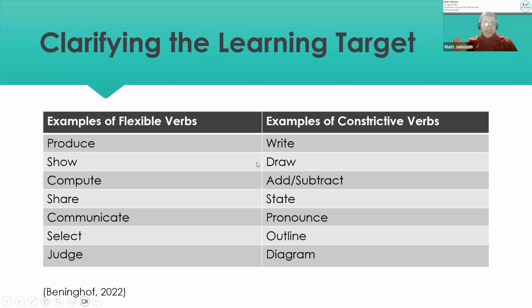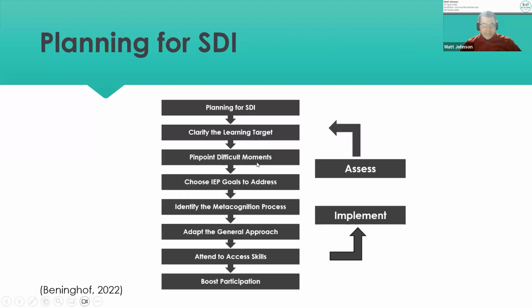Choose the IEP goals to address and look at that. The metacognition process is about thinking ahead and thinking out loud. That's the approach I would use. What are the steps to a process? What do we go through? How do we get there? What things are the students going to do?